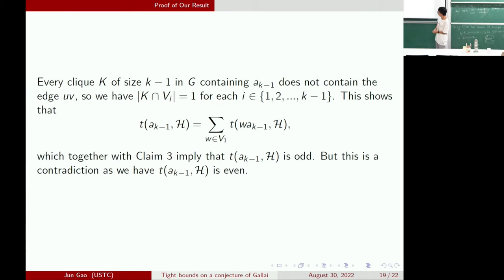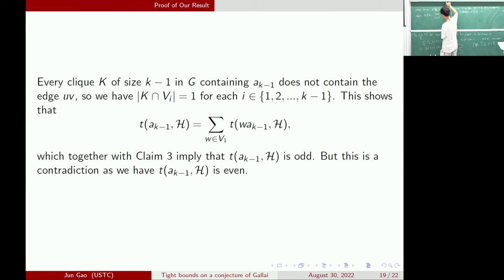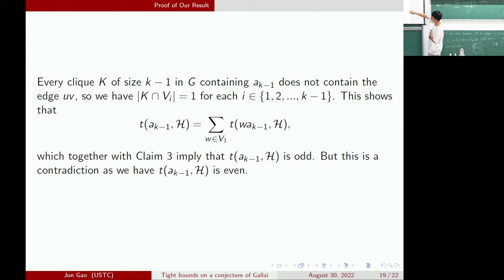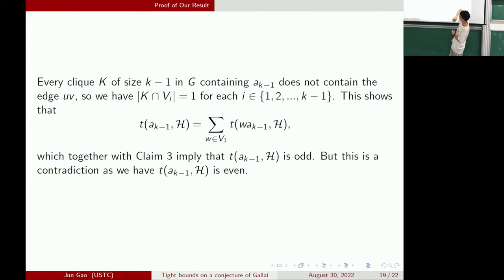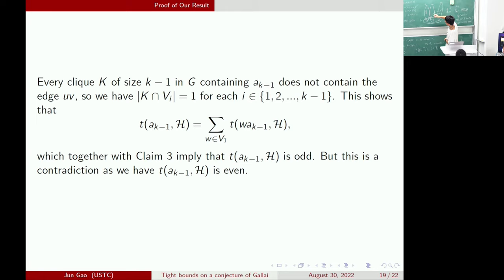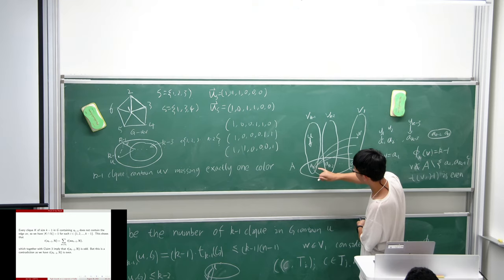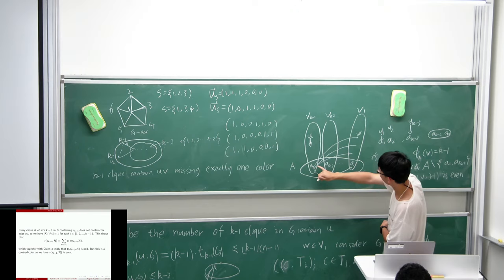We will consider the clique containing the vertices A, K minus 1. So the number of the cliques containing A, K minus 1 can be divided into the number of the cliques containing H. In this graph, we know V1 is an independent set, they have the same color. And we know the clique containing AK minus 1 can be divided into the clique containing AK minus 1, A1, AK minus 1, and other vertices.